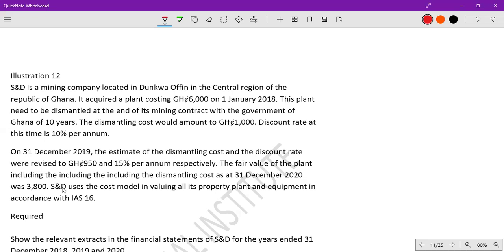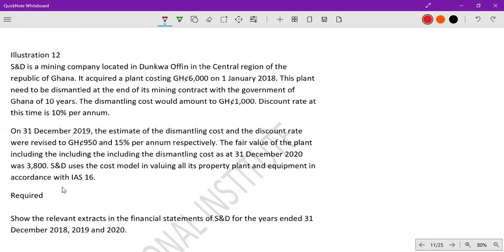S&D. Relevant extract in the financial statements of S&D for the years ended 31st December 2018, 2019, and 2020. S&D is a mining company located in Dunkwa-Ofen in the central region of the Republic of Ghana. It acquired a plant costing 6,000 cedis on 1st January 2018. This plant needs to be dismantled at the end of its mining contract with the government of Ghana of 10 years. The dismantling cost will amount to 1,000 Ghana cedi. Discount rate at this time is 10% per annum.